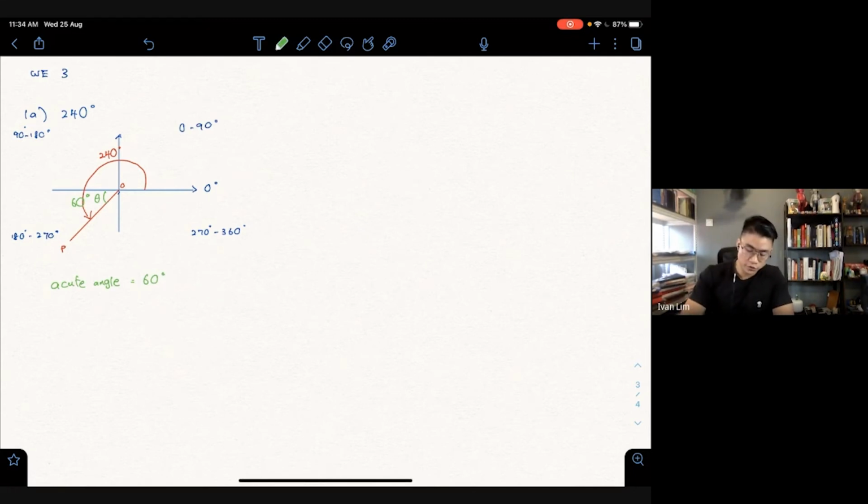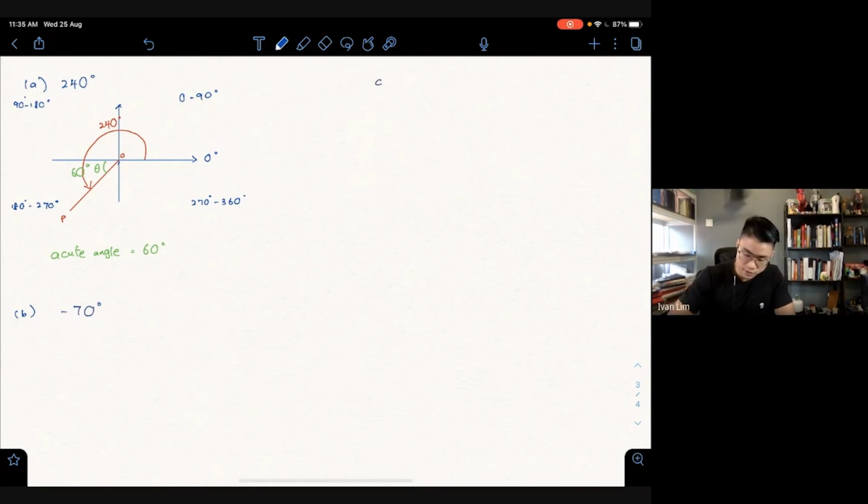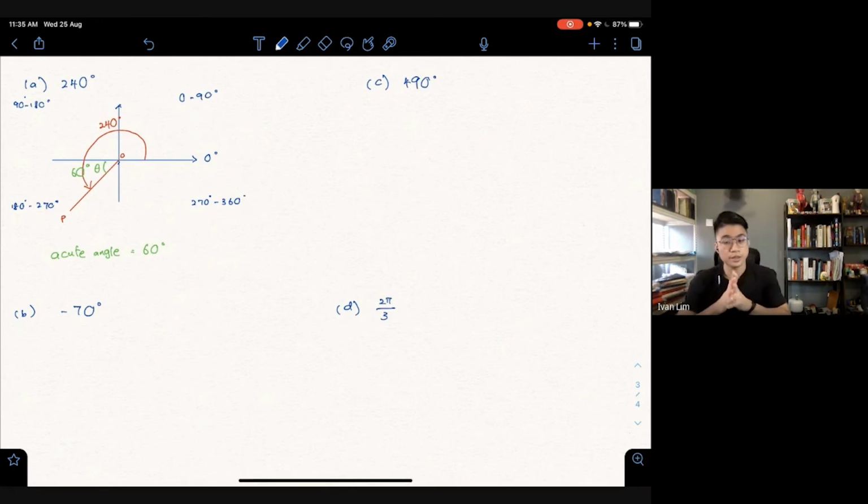I want all of you to take the next 1 minute, try B, C, and D. B will be negative 70 degrees. C would be 490 degrees. And then D would be 2 pi over 3. You can present it in terms of pi. Maybe try to get used to it. But in my mind, normally how I calculate it, I will change it to degree mode. So try for the next 1 minute.